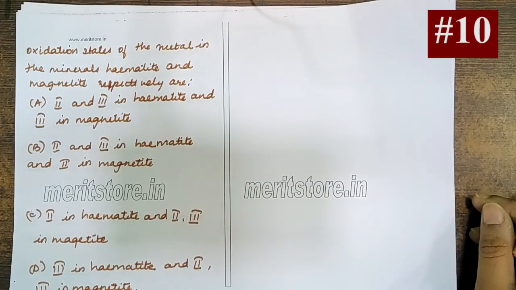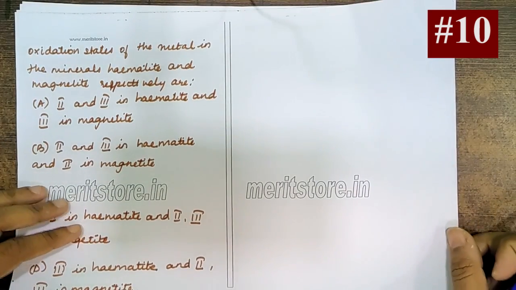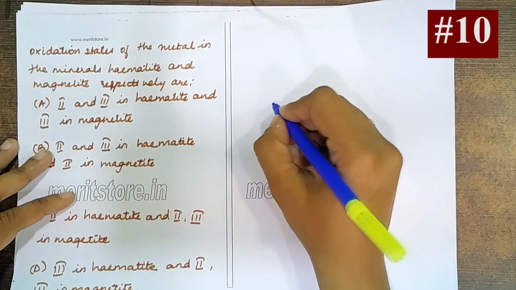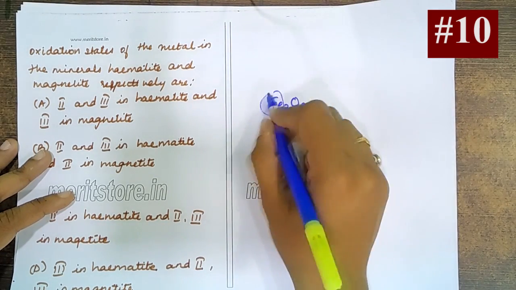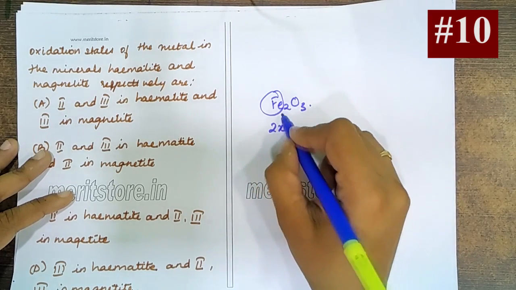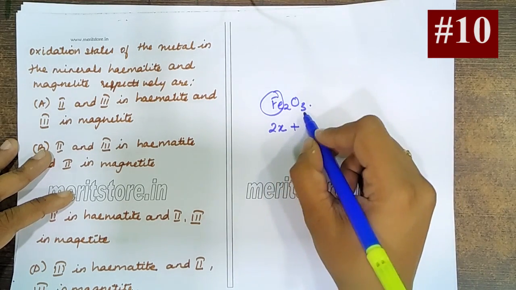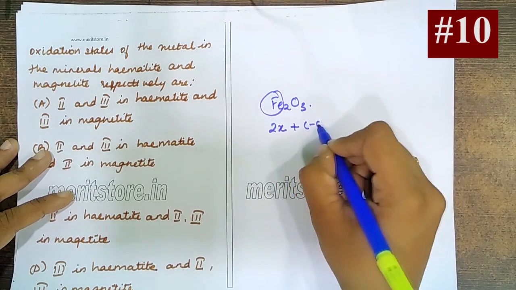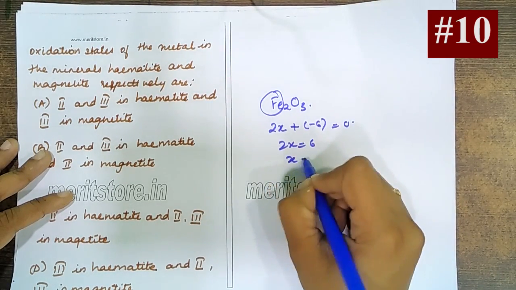Oxidation states of metal in the minerals hematite and magnetite are respectively. Hematite is Fe2O3. So if I assume x for the Fe, then there are twice Fe, so 2x plus oxygen is minus 2 into 3, minus 6, that's equal to 0. So 2x is equal to 6, so x is equal to plus 3.